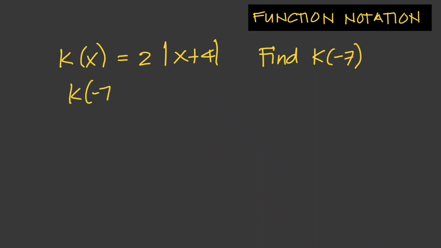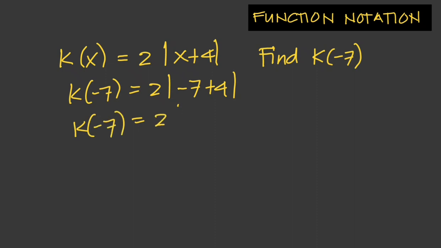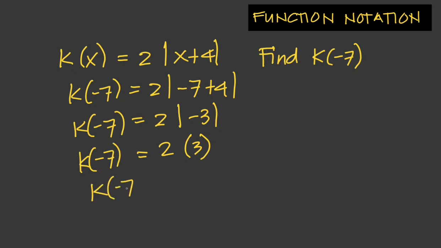So k of negative 7 is just 2 times the absolute value of negative 7 plus 4. So the absolute value of negative 7 plus 4 is just negative 3. So 2 times the absolute value of negative 3 is just 2 times positive 3. Therefore, k of negative 7 is just equal to 6. So that's how to do it. We just plug in the given value of our variable that is inside the parenthesis.